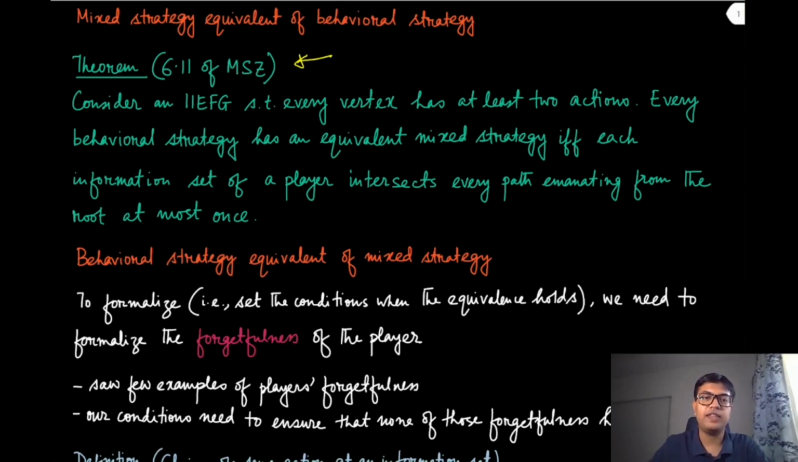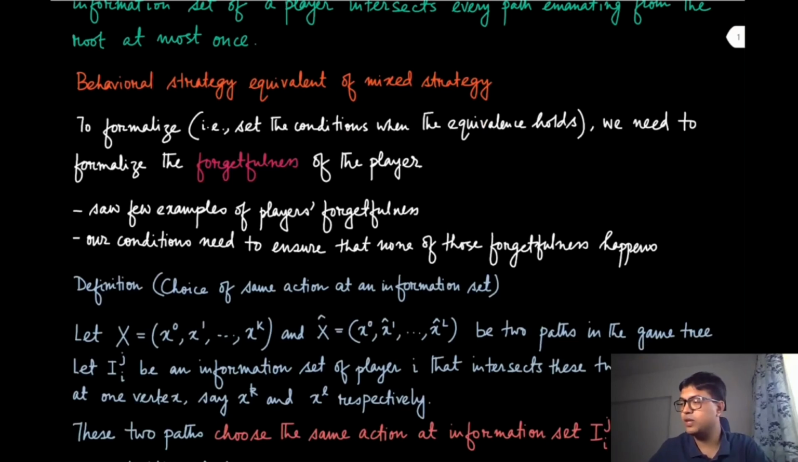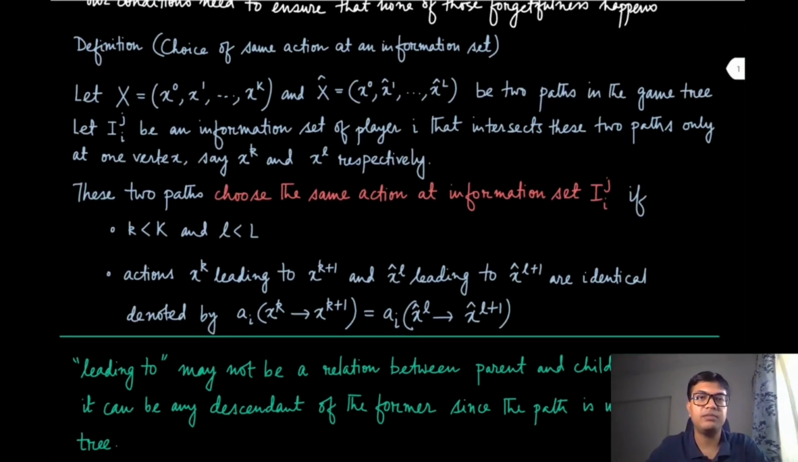In order to define that, we'll have to somehow capture what is forgetfulness of a player. We have seen a couple of examples of forgetfulness of the player: one in which the player forgets whether it has played at all or not, and the other where the player has forgotten which action it has played. We'll address both of these forgetfulness types one by one. But before that, we need to define something. We need to define what is a choice of the same action at an information set. As you can imagine, the name itself is quite explicit in saying what it means.